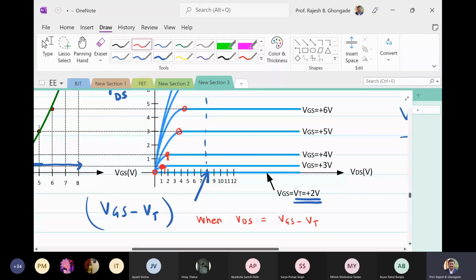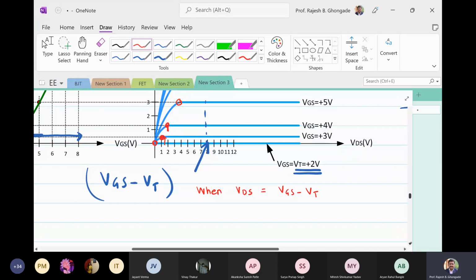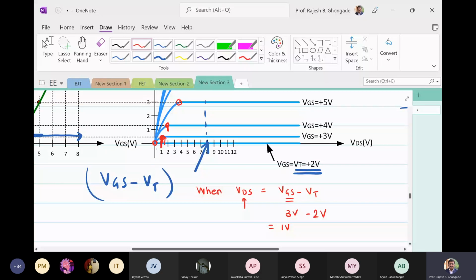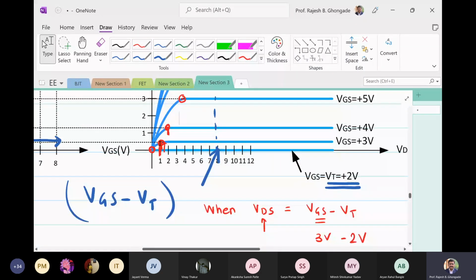समझ में आ रहा है कि नहीं आ रहा है गाइस? Yes, sir. समझो अभी VGS मेरा 3 वोल्ट्स, ये डिवाइस का VT है 2 वोल्ट. तो VDS जहां पे फ्लैटनिंग चालू होगा, पिंच ऑफ होगा, वो वैल्यू क्या है? VGS minus VT, which is equal to 1 volt. So let us see whether we are having that kind of thing. So here, as you can see, at 1 volt, the pinch off effect has started.